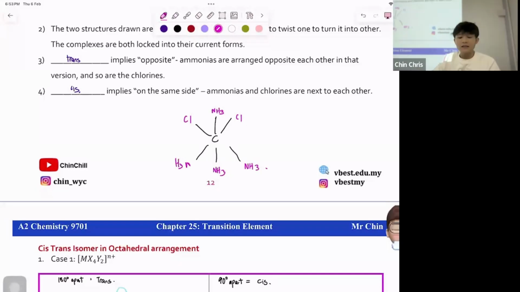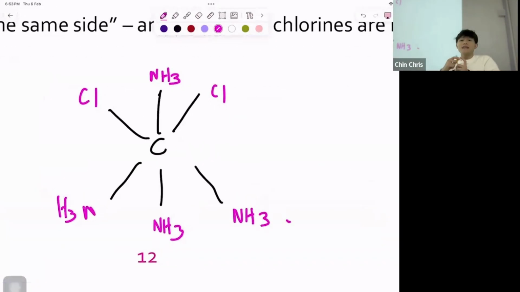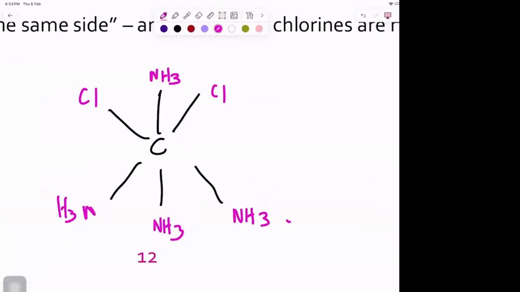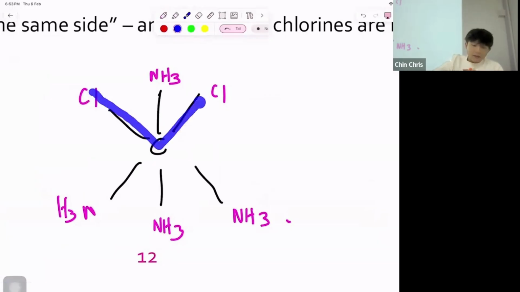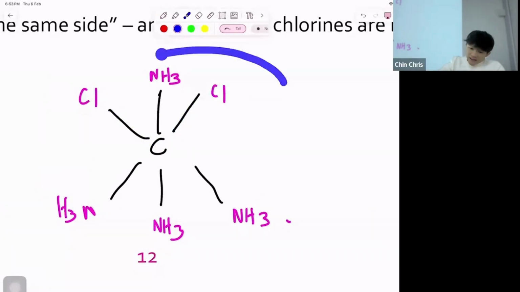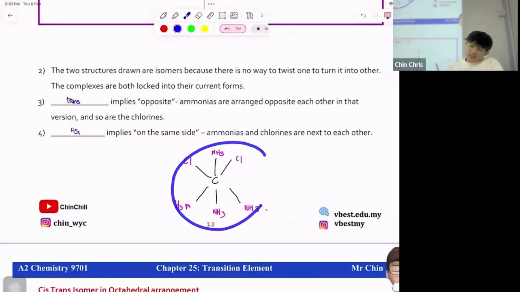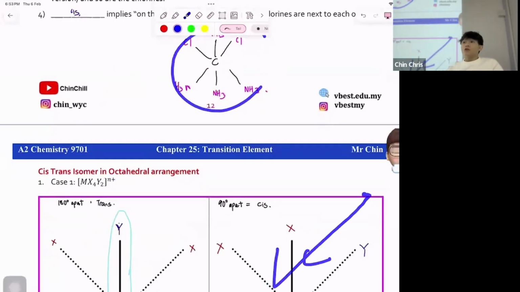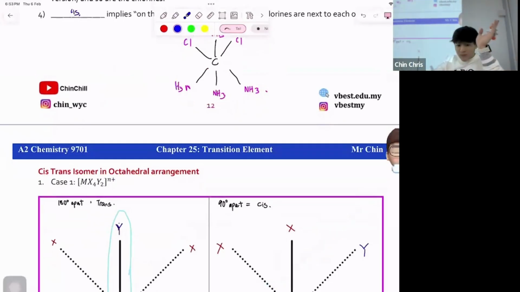Now, guys, look at this structure and tell me, is this a cis or a trans? It's a cis. You guys can see that, right? 90 degree. Again, there are many different ways of drawing it. If you draw this and the mark scheme shows you this, it's basically the same. Don't purposely copy.